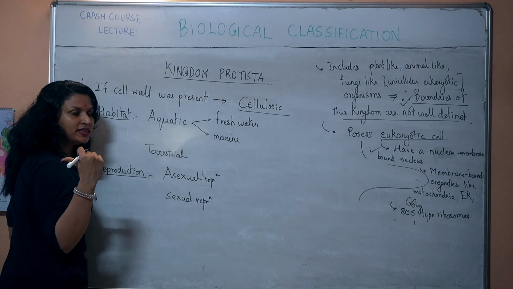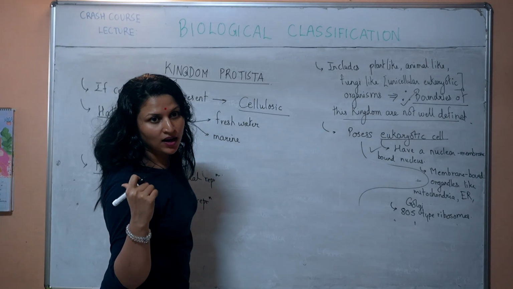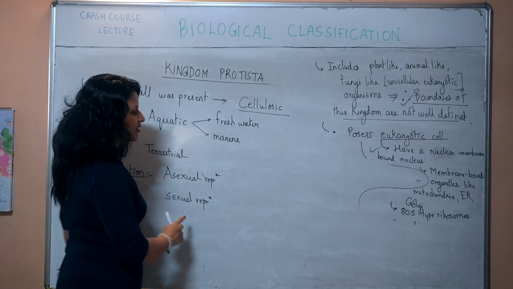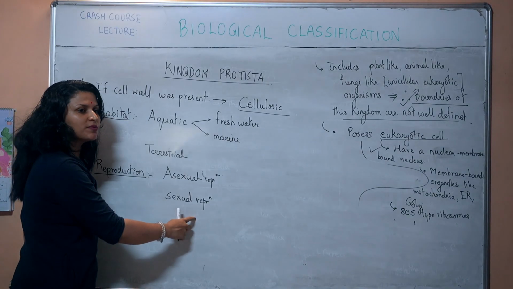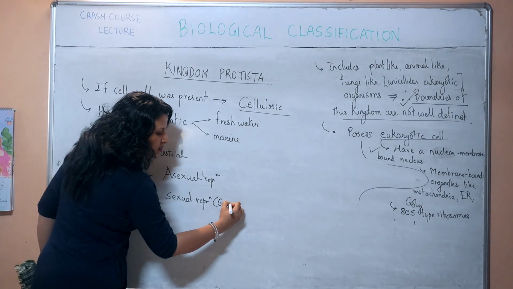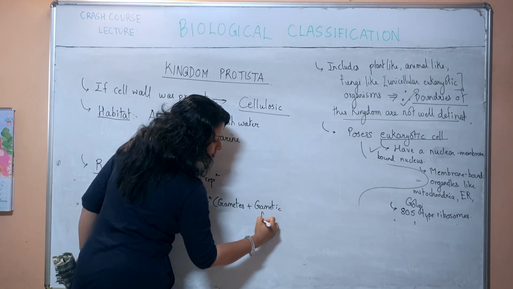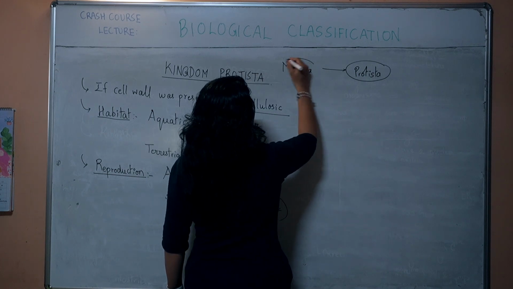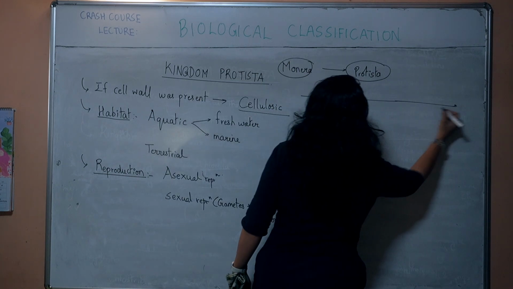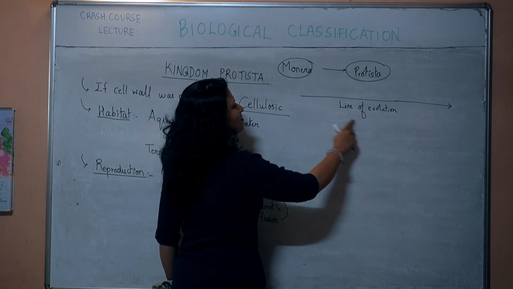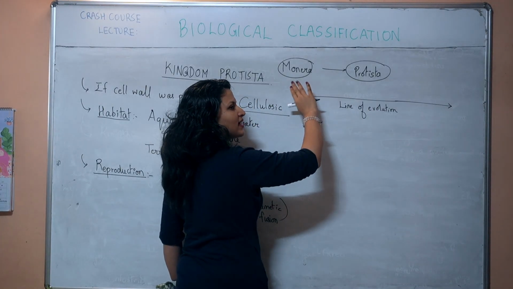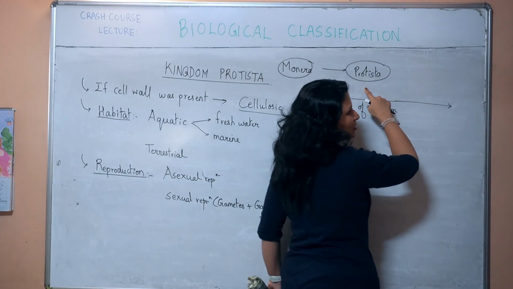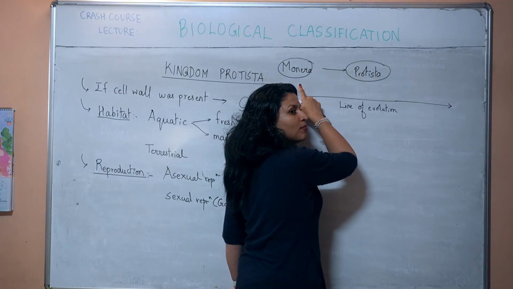Not sexual recombination as in kingdom Monera. Kingdom Monera had asexual methods and sexual recombination, and these have asexual as well as sexual reproduction methods using gametes plus gametic fusion. So you know kingdom Protista has evolved from kingdom Monera in the evolutionary line. They were also unicellular. This is a kingdom of unicellular prokaryotes.